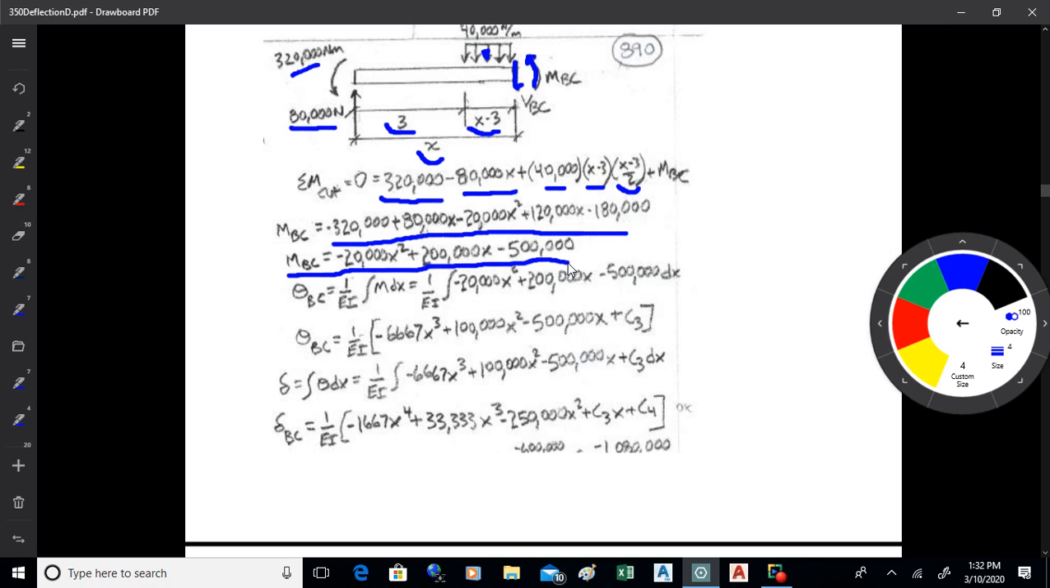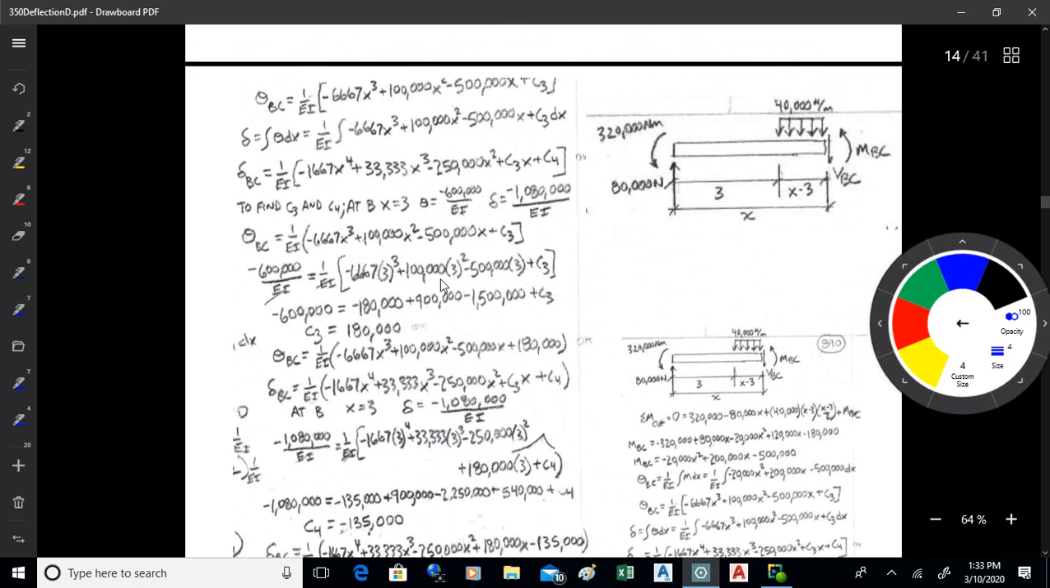Then I integrate it twice. So we good here so far? Integrate it twice. Once to get to the slope equation, in the form of 1 over EI times the integral of negative 20,000 x squared plus 200,000 x minus 500,000 dx. Do the integral, you get negative 6667 x cubed plus 100,000 x squared minus 500,000 x plus C3. We've got a 1 over EI out in front. Take another integral, and we get negative 1667 x to the fourth plus 333 x cubed minus 250,000 x squared plus C3x plus C4. And we still have that 1 over EI out in front. Okay.